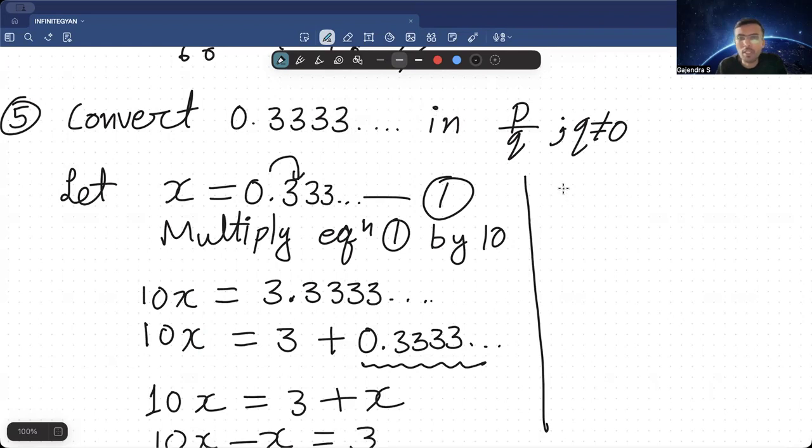So what you'll be writing is, whatever the number is, x is equal to 0.3 bar, correct? If something is like this, then how many digits are getting repeated? 1. And you have to remove all bars and everything and then directly write down 0 whatever is the number.